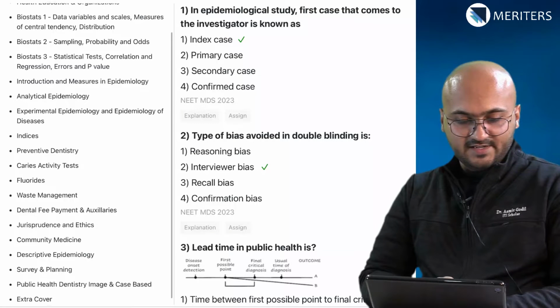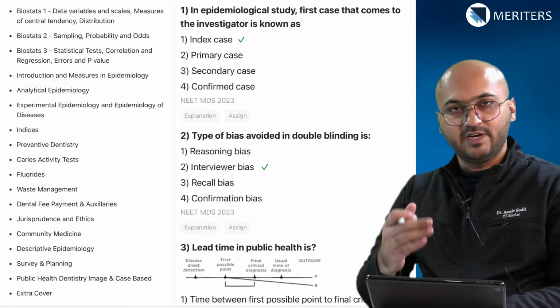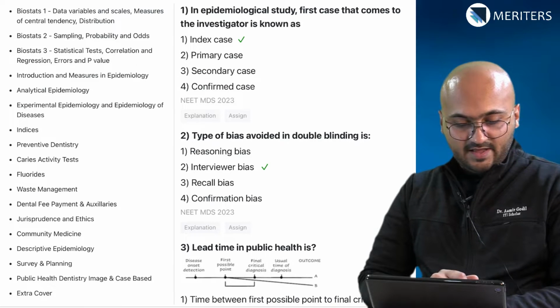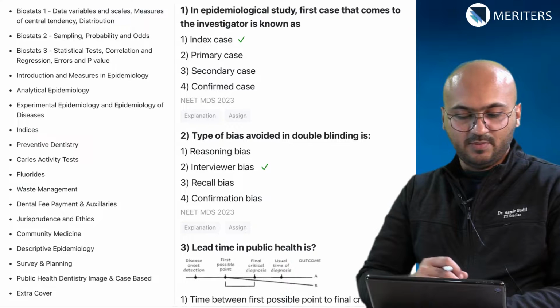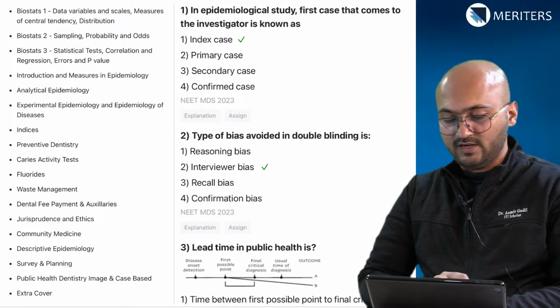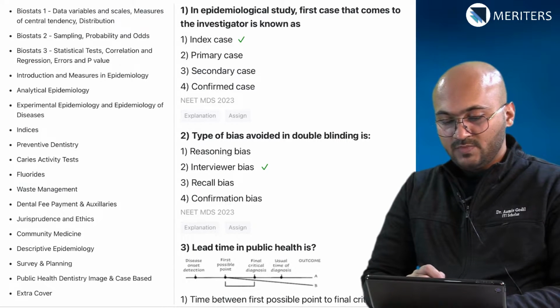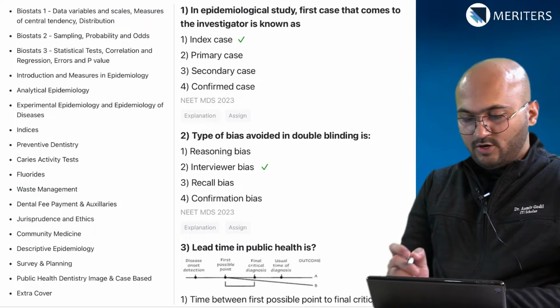So we have health organizations, biostats, epidemiology split into a couple of topics, and then we have clubbed a few smaller topics together like jurisprudence and ethics and fee payment and auxiliaries, and now we'll be looking at the questions on the right side. So let's start with the first one, the epidemiology.